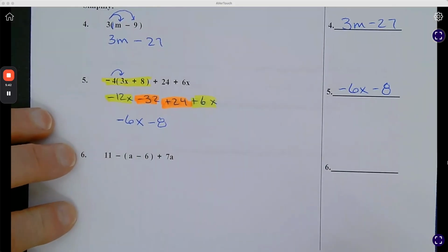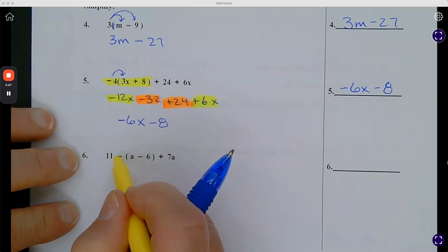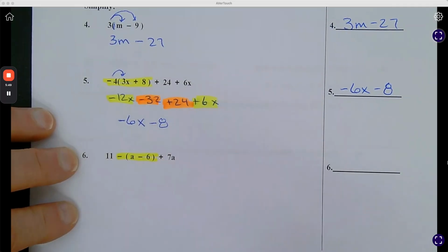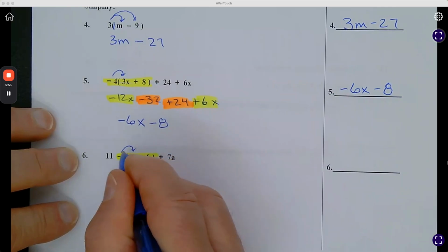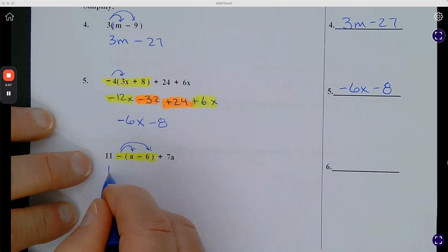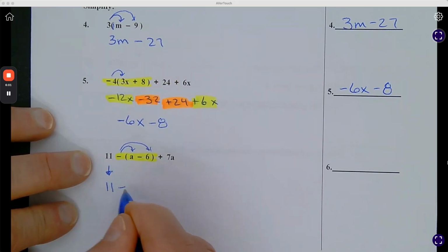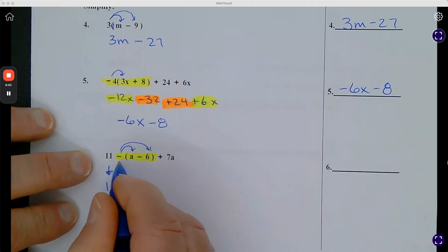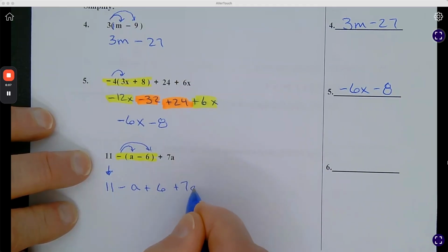This is one of the hardest things for us to do, but this distribution is not the distribution of 11, but the distribution of a negative 1, right? So you're going to take that negative and distribute that through. The 11 just comes straight down. It's its own term. Negative times a positive is a negative a. Negative times a negative is a positive 6 plus 7a.